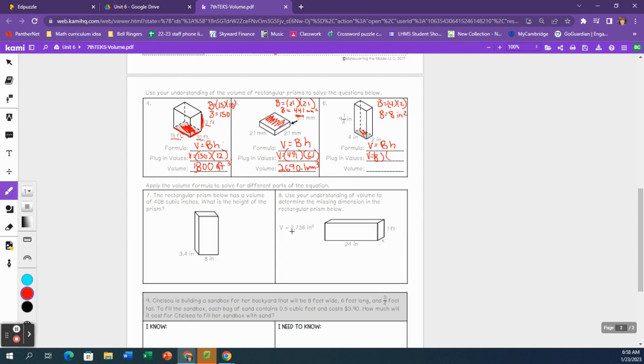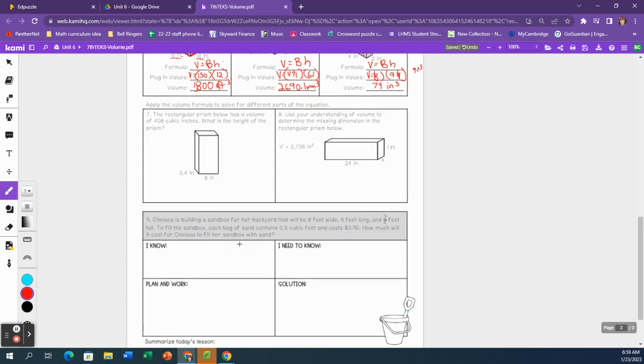Plug in our values. Volume equals 8 times, and what's our height here? 9 1/4. If you were doing that in decimals, you could do 9.25. That would work. So our volume equals 74 inches cubed. Okay, let's do the next part.